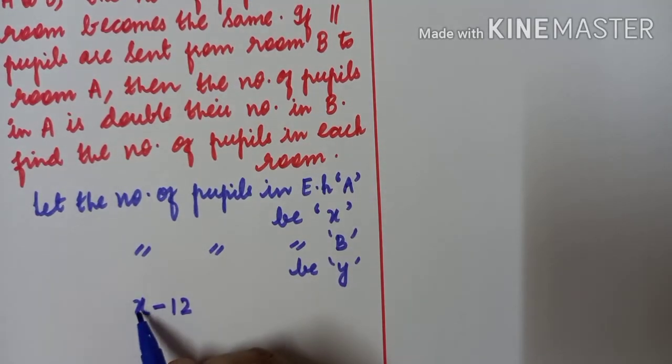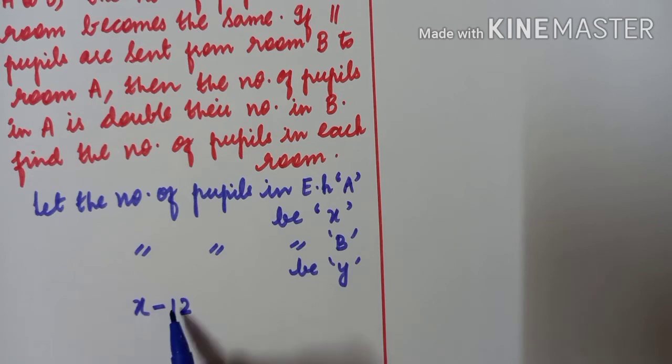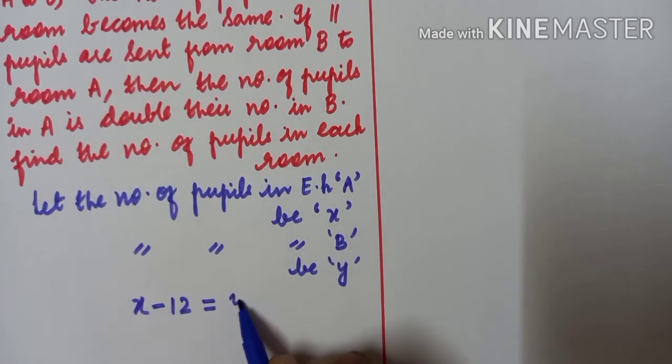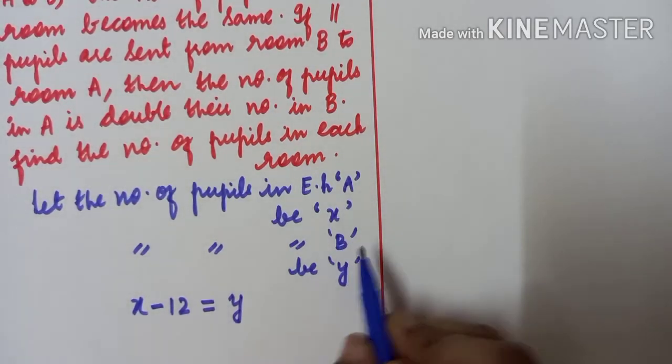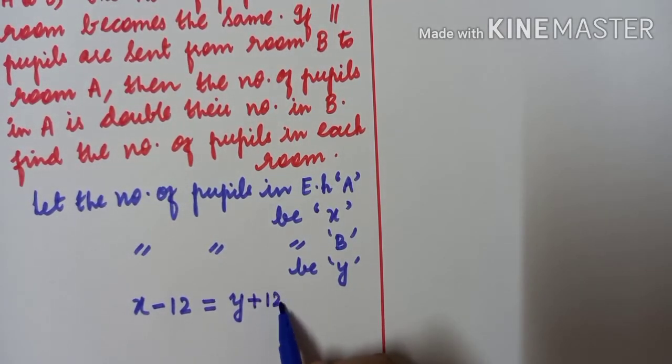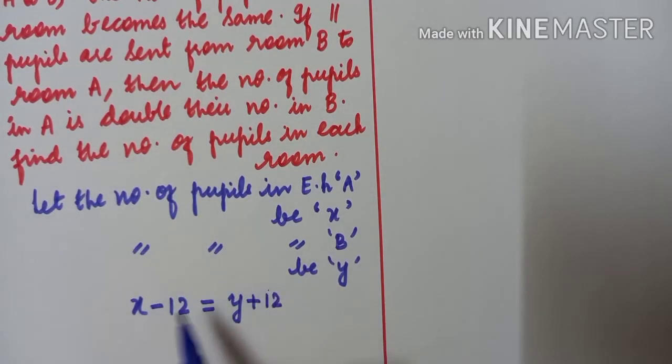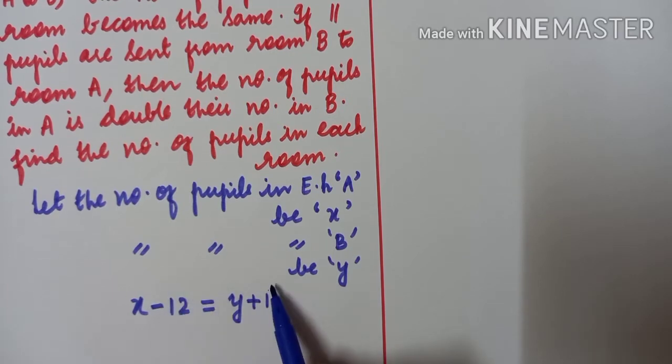Okay, in exam hall A we have X number of students. From X students, 12 have been sent to section B, that is exam hall B. So X minus 12, and that means in exam hall B, 12 has been added. From here it is subtracting because we are sending from here to here. So here it's minus 12 and here it's plus 12.